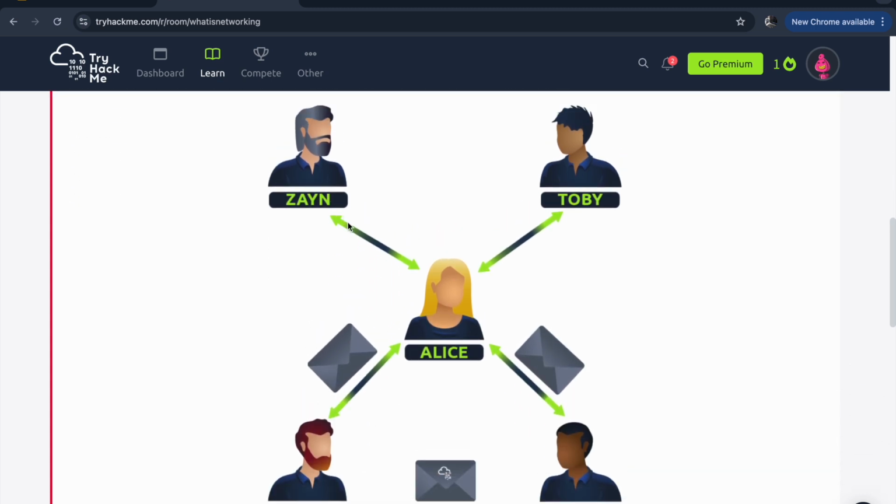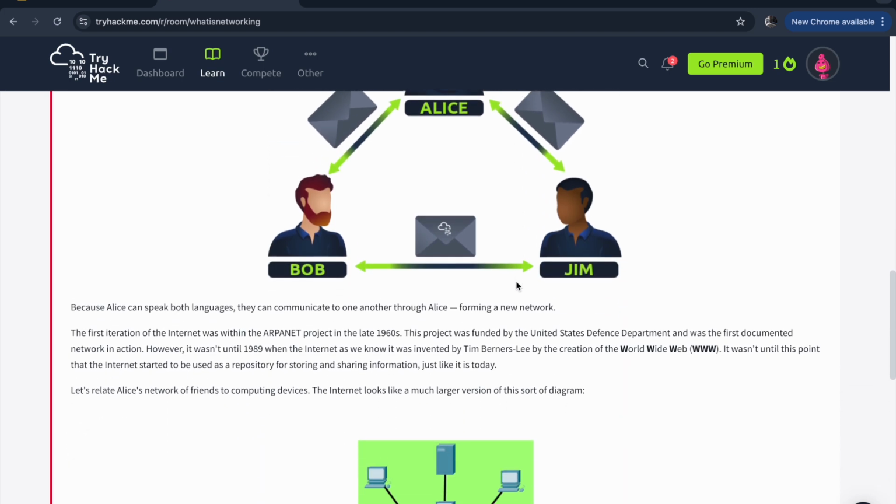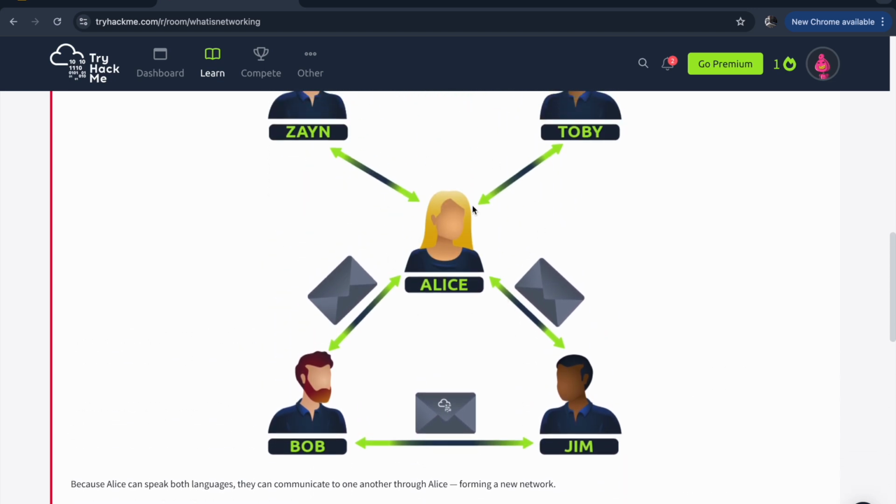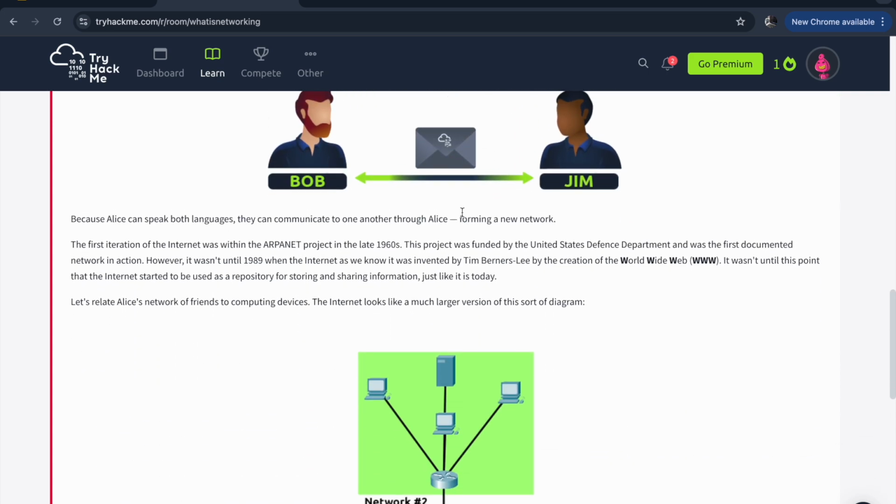If you see, Zane sends a message to Alice. Alice can send a message to Bob. Bob can send a message to Jim. Jim can send it to Alice, and it can go back, or to Toby, and then it can form that circle. Now this is a bit inefficient because she's a middleman, but because Alice can speak both languages, they can communicate with one another through Alice, forming a new network.